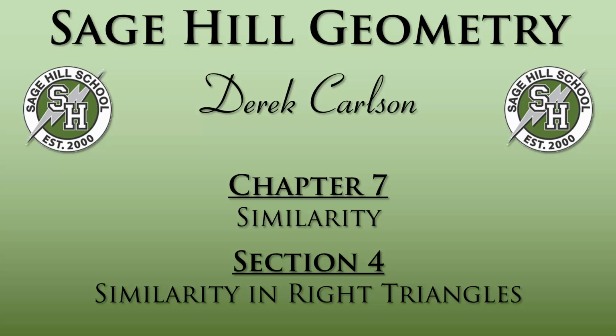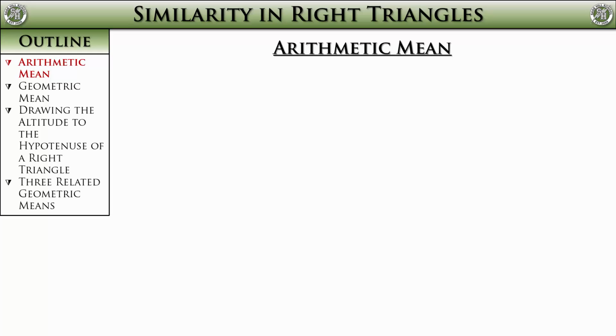In this section we examine a curious situation that occurs in a right triangle when you draw the altitude to the hypotenuse. Before we can get to that though, we need to go over a new type of average, the geometric mean.